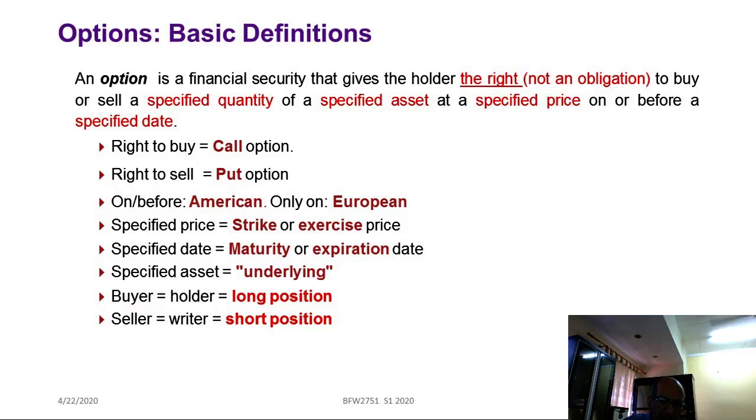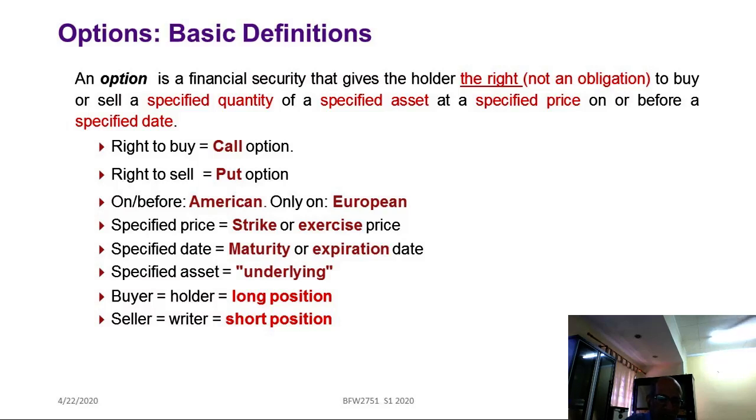Specified date is the maturity date. What is the date of expiration of that particular option contract? As I told you just now, we are now in April. You could be buying a June option contract, that is the nearest. Maybe you'll be buying a September option contract.